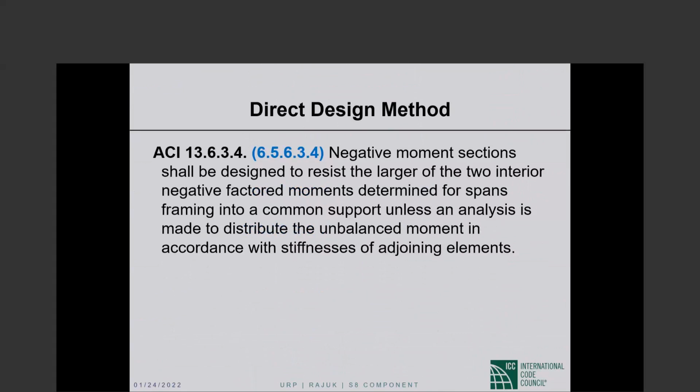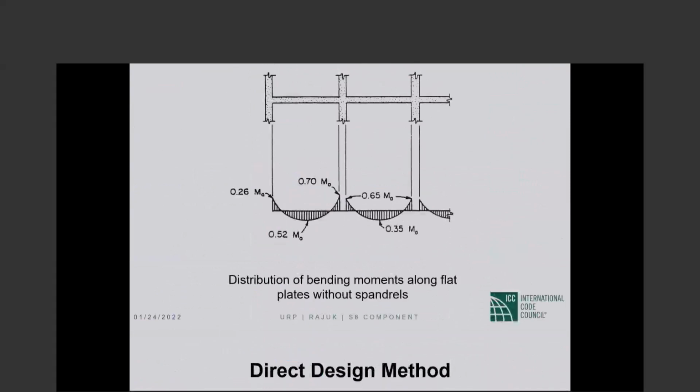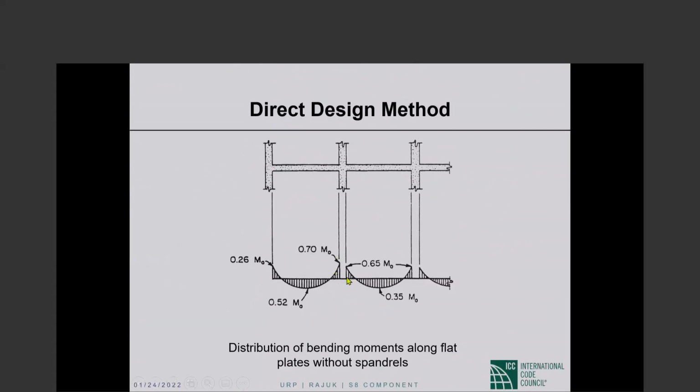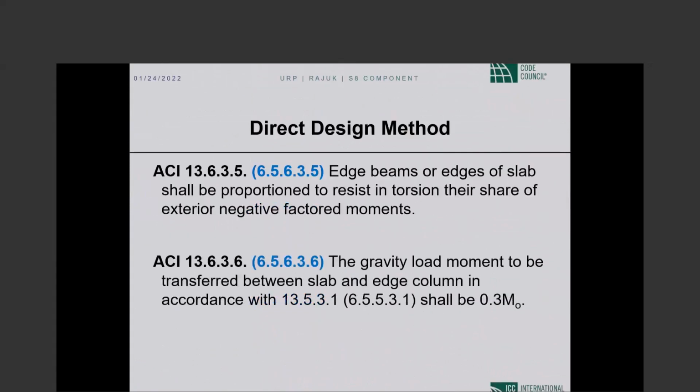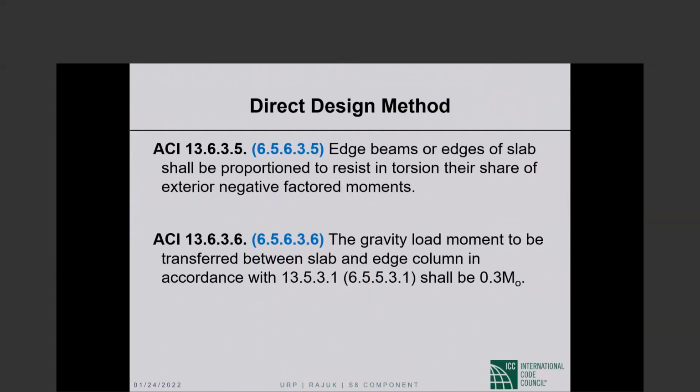Negative moment section shall be designed to resist the larger of the two interior negative factored moments determined for spans framing into a common support unless an analysis is made, etc. So here you have 70% of m sub 0 on the left side of the support, 65% of m sub 0 at the right side of the support. So larger. Edge beams or edges of slab shall be proportioned to resist in torsion their share of the exterior negative factored moment.